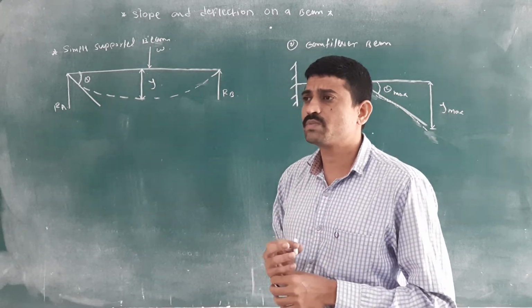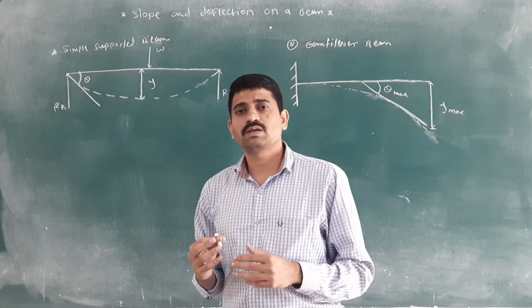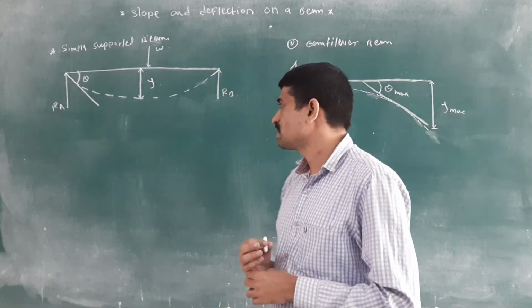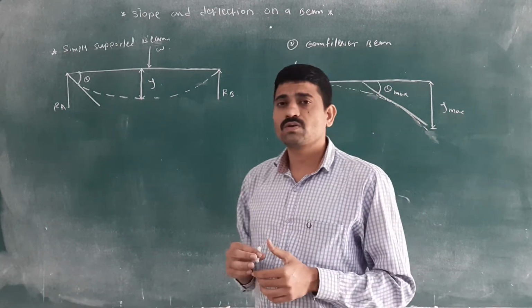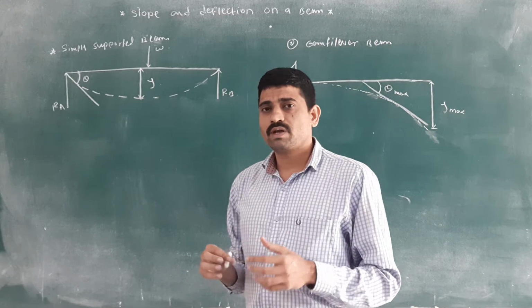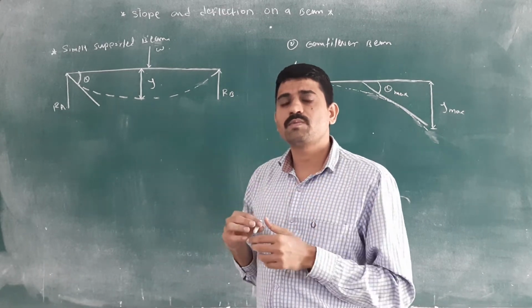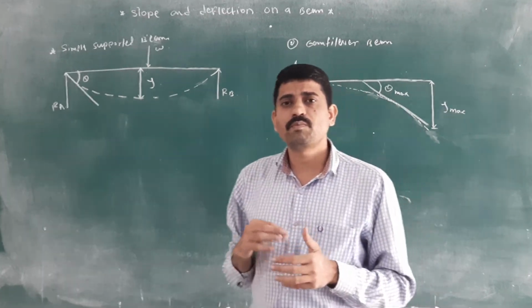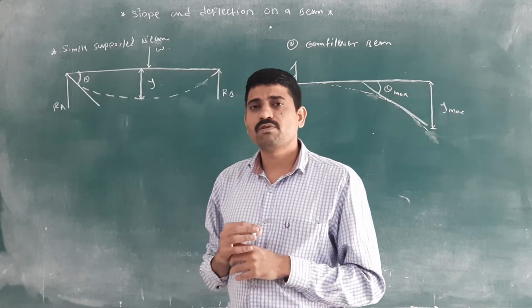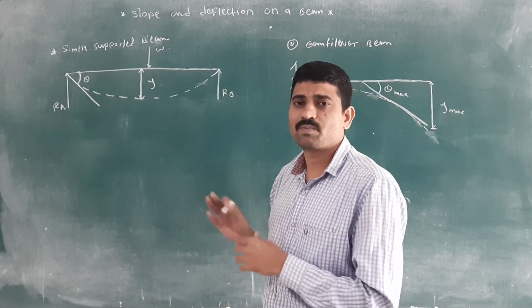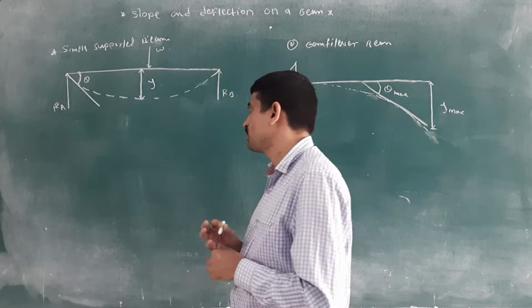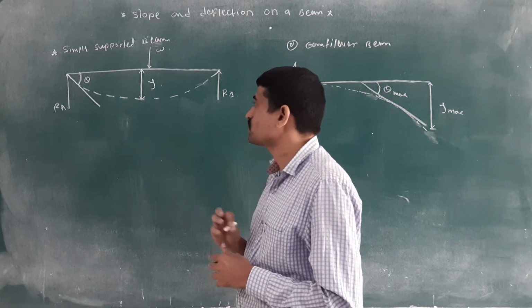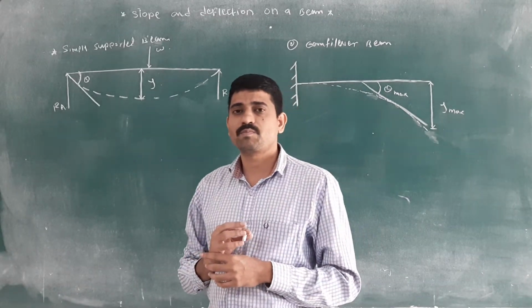We have seen the different types of beam in unit number 2, right? And there is different loading on that beam. When you apply some load on the beam, this beam will be bent. Then we will get the slope and deflection in this beam. We want to find out slope and deflection in that beam.